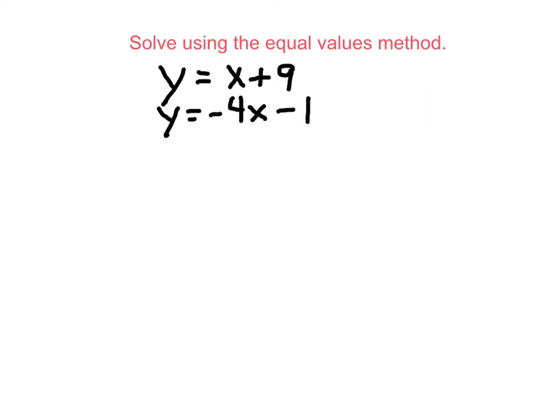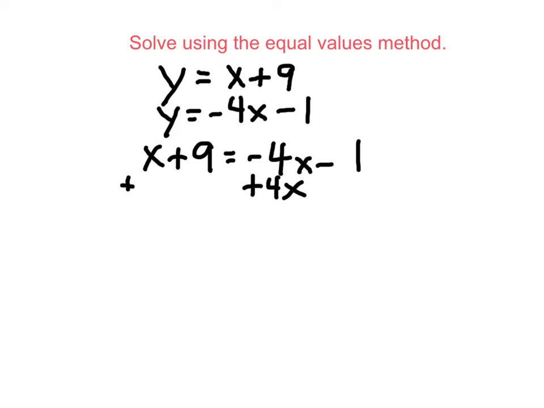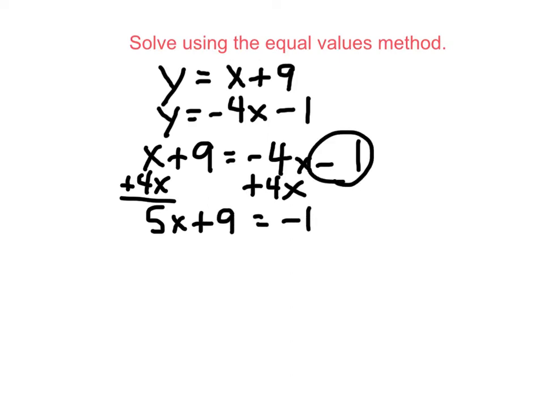So both of these equations are equal to y. Therefore, we can set them equal to each other. So we have x plus 9 equals negative 4x minus 1. And now I can solve this by getting the variable all by itself. So I would start by adding 4x to both sides. Alright, this would give us 5x plus 9 on the left, and then negative 1 remains on the right.